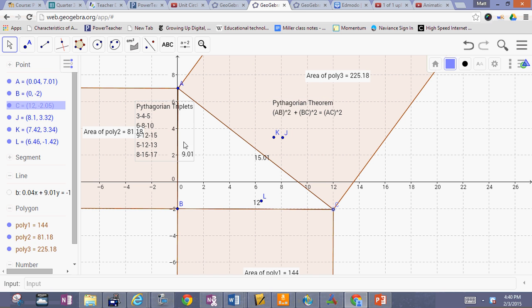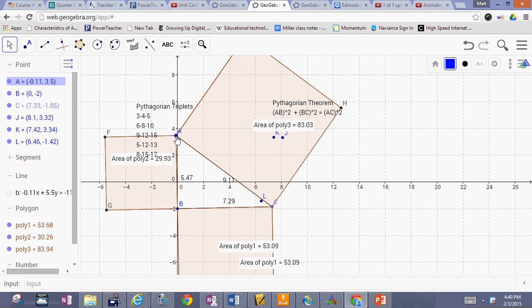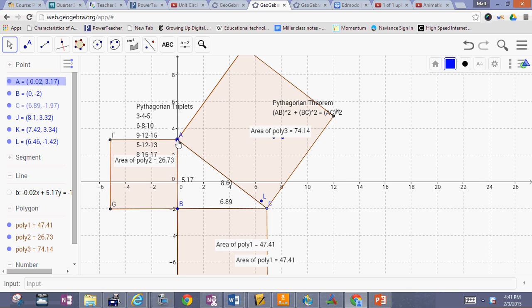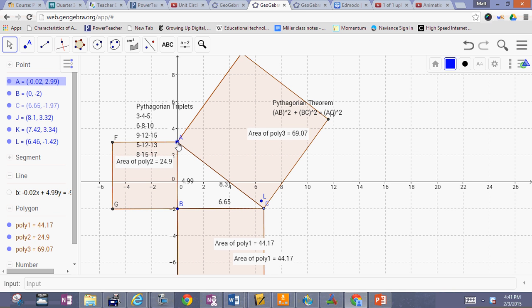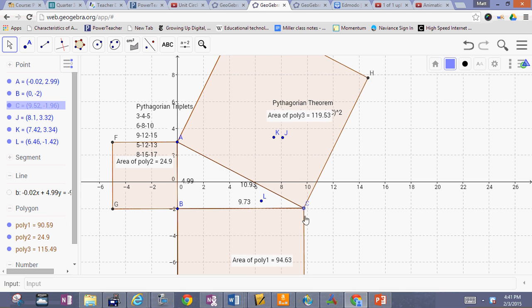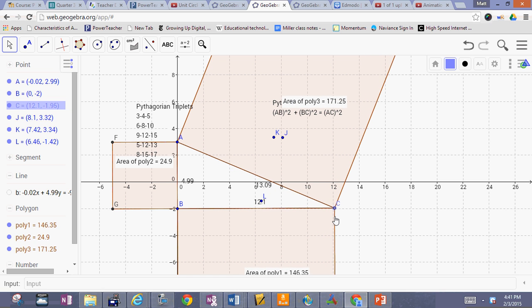Okay, what is this 5, 12, 13 combination? I'm going to shrink this down to length 5. All right, 5 squared is 25. 12 squared is 144. Okay, 144 and 25 is equal to 169, which is 13 squared. So here we're going to pull this out to the 5, 12, 13 combination.